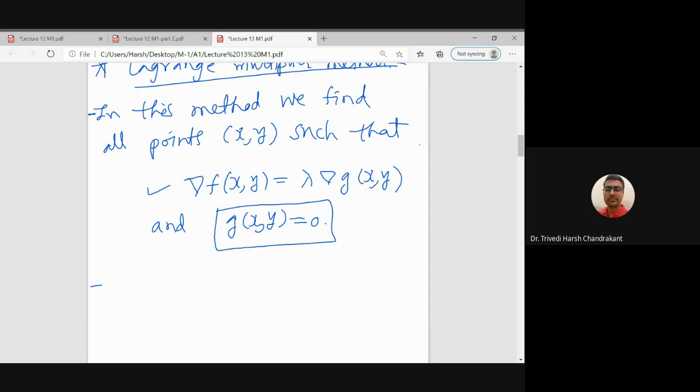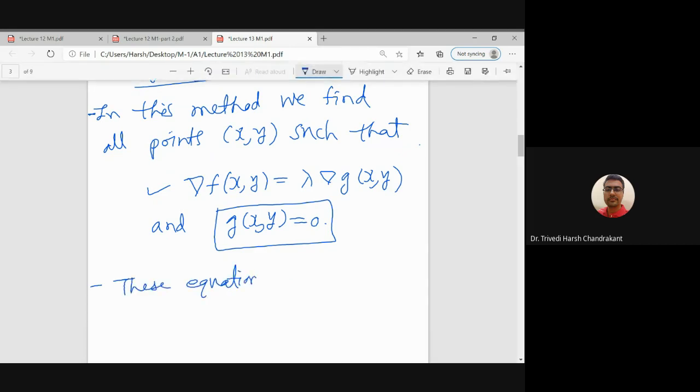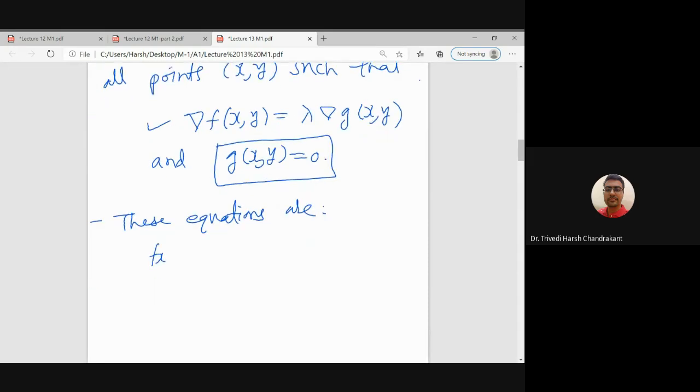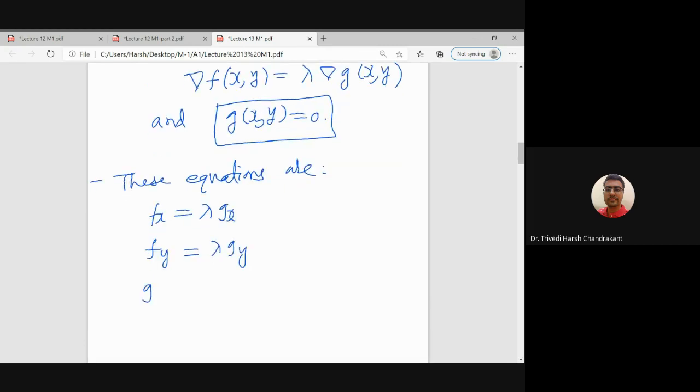So what are these equations? Basically these equations are fx is equal to lambda gx, right? That is the first coordinate of the gradient, and the second coordinate of the gradient is fy on the left side, and on the right side it is lambda times gy, right? So we have these two equations along with the third equation, g of xy equals 0.